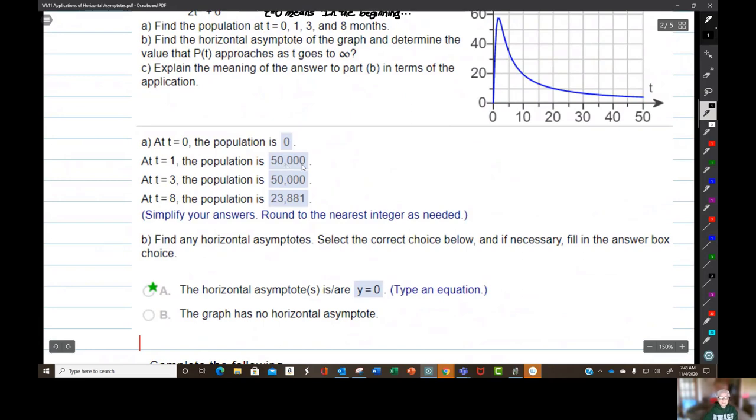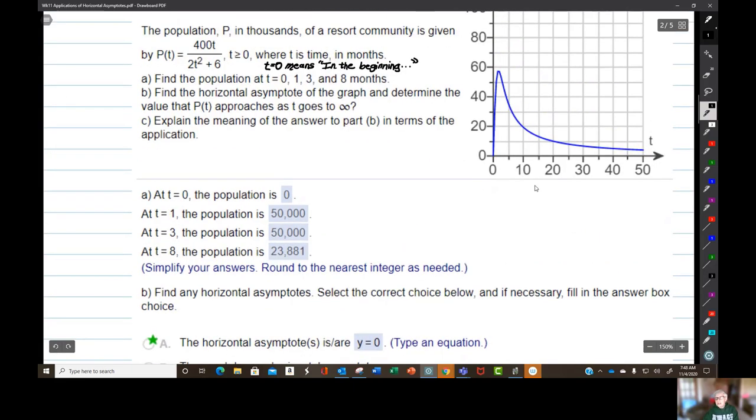They do use a comma. Okay, 50,000, not 50. And look, that's why this graph shoots up like this. I bet if we put in 1.5 or something, it would be even higher. It might get all the way up here.